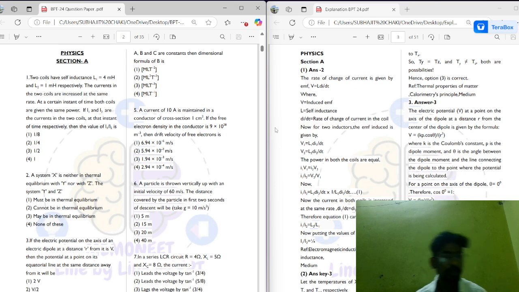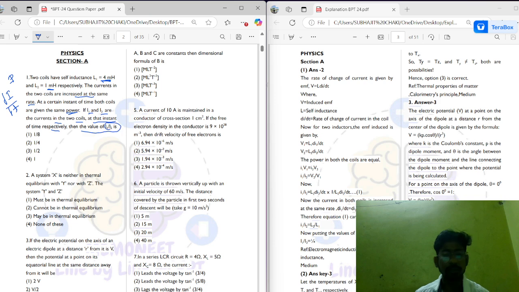So the first question says two coils have self-inductance of L1 equals 4 mH and L2 equals 1 mH. The currents in the coils are increased at the same rate, di by dt is equal in both the cases. At a certain instant of time, the coils are given the same power, P is also same in both the cases. If I1 and I2 are the currents in the two coils at that instant of time respectively, then you have to calculate the value of I1 by I2.